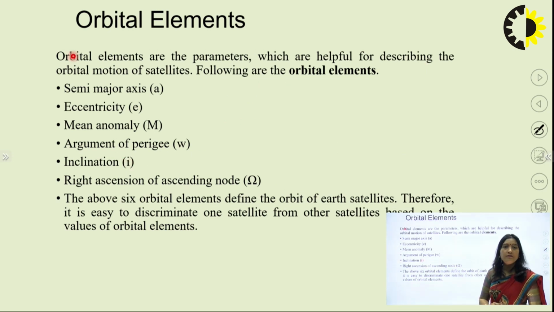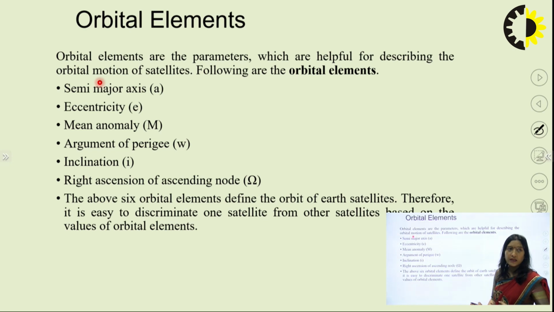Now coming to the next topic, which is the orbital elements. What is the need to understand these orbital elements? As we know, we have to locate the satellite in space. You can launch a satellite, but to have communication between Earth and satellite, you have to track the satellite and find its location. To locate a satellite, we should know all these 6 orbital elements, based on which you can check the exact position of the satellite.